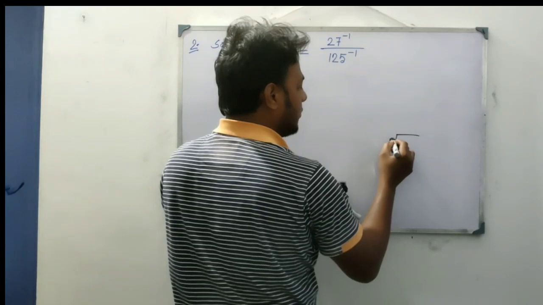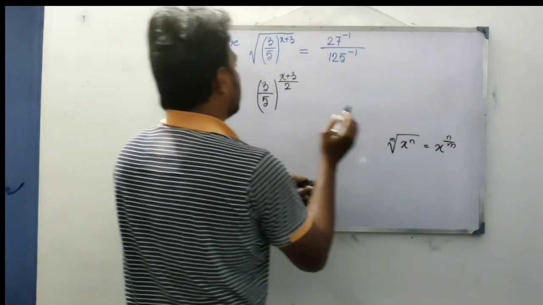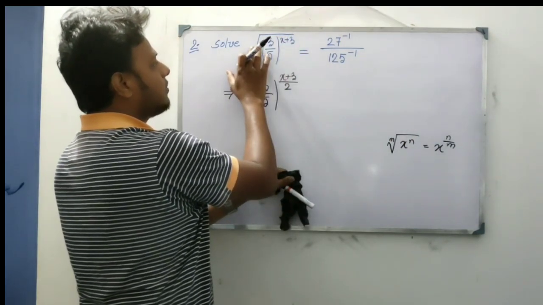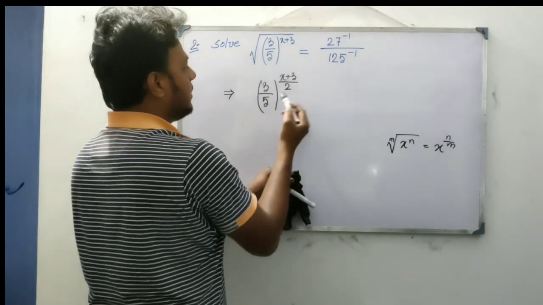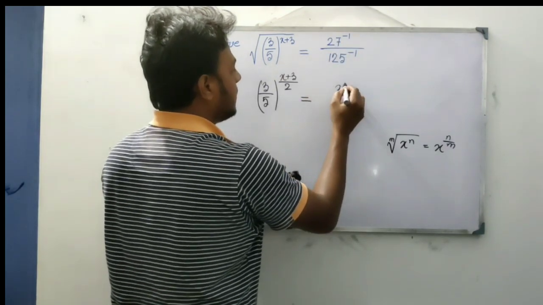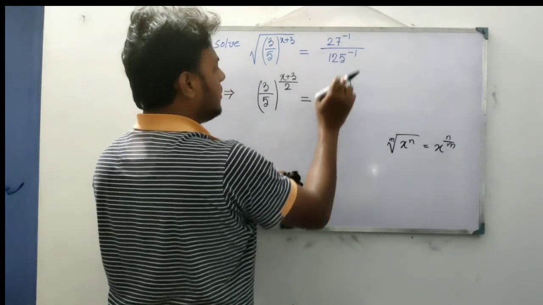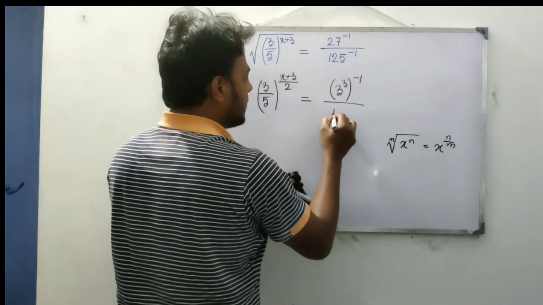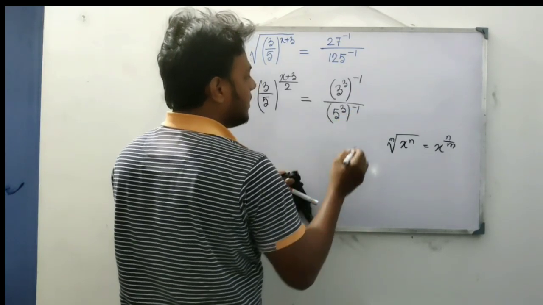Just as I told you about the law of exponents, the m-th root of x to the power n equals x to the power n by m. So if we consider this as a number, then the square root is there, so 3 by 5 to the power x plus 3 by 2 will be there. And 27 can be written as 3 to the power 3. In place of 27 we can write 3 cube, and minus 1 is there, and in place of 125 it can be written as 5 cube, minus 2 is there.